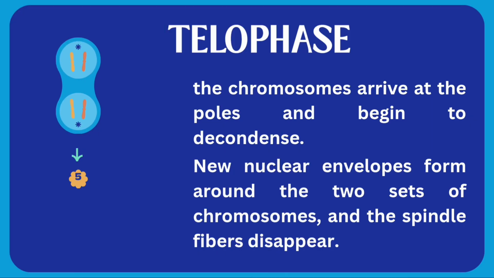The next one is telophase. This is the phase wherein the chromosomes arrive at the poles and begin to decondense. In this phase, the nuclear envelopes form around the two sets of chromosomes and the spindle fibers disappear. This is also the phase wherein the two sets of chromatids are now at the poles.